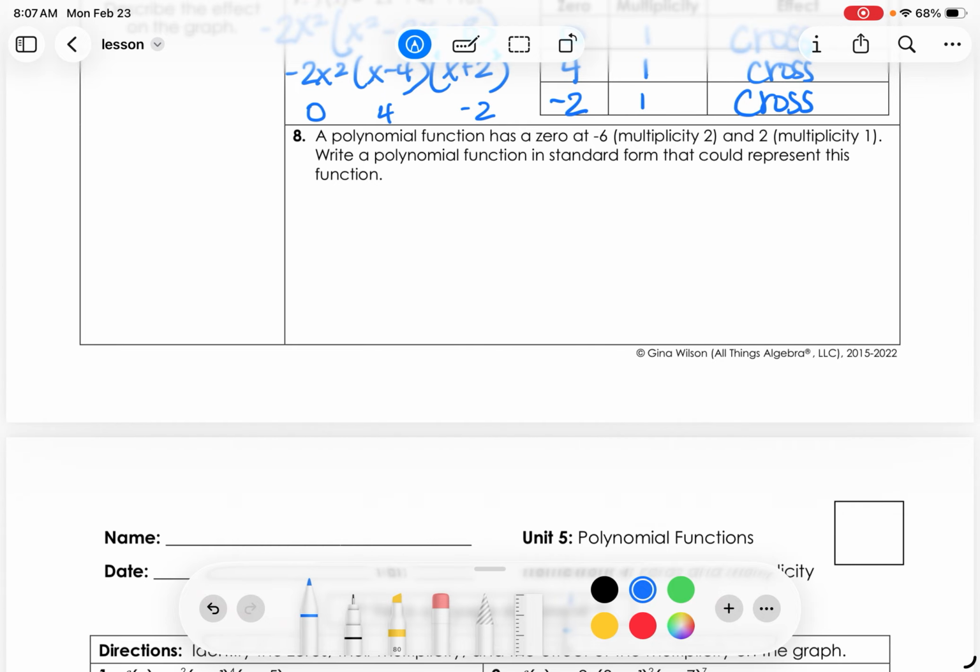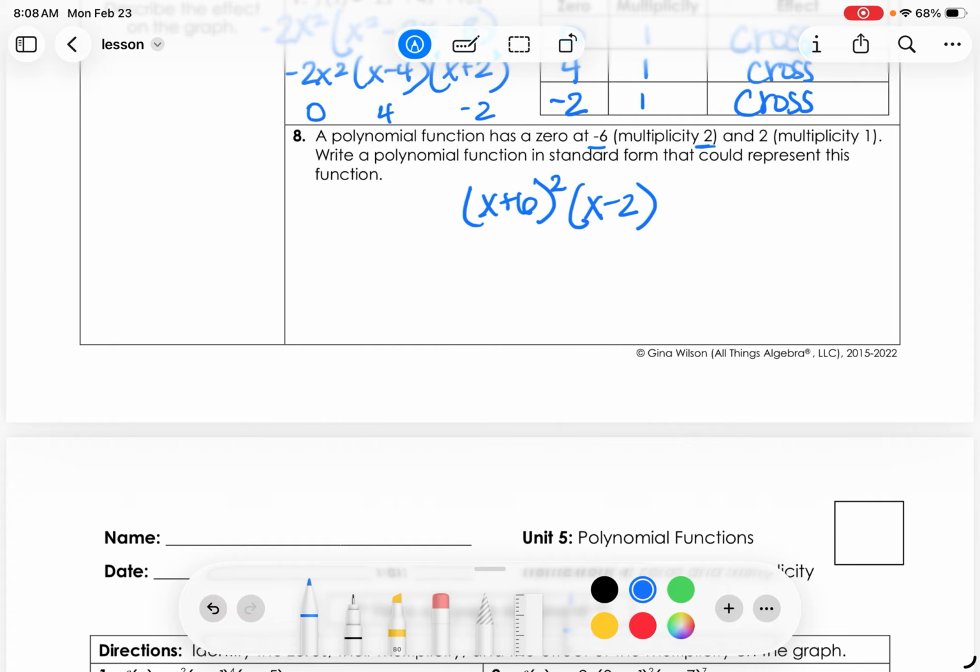Number 8 asks us: a polynomial function has a 0 at negative 6, multiplicity of 2, and 2, multiplicity of 1. Write a polynomial function in standard form that could represent this. So if it has a 0 at negative 6, I'm thinking that it's going to be something like x plus 6. That would give us a 0 at negative 6. It has to have a multiplicity of 2, so that means that has to be squared. And then 2 might be x minus 2. That has a multiplicity of 1, so that would be to the first power. Okay? So now we actually have to multiply this out to get our function.